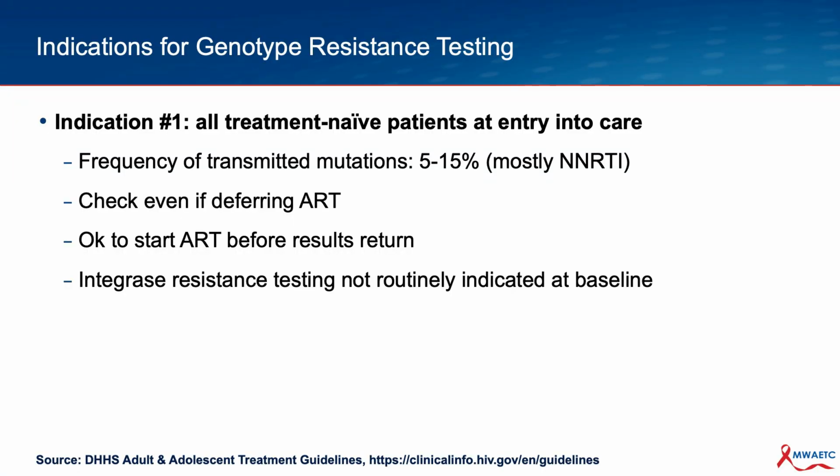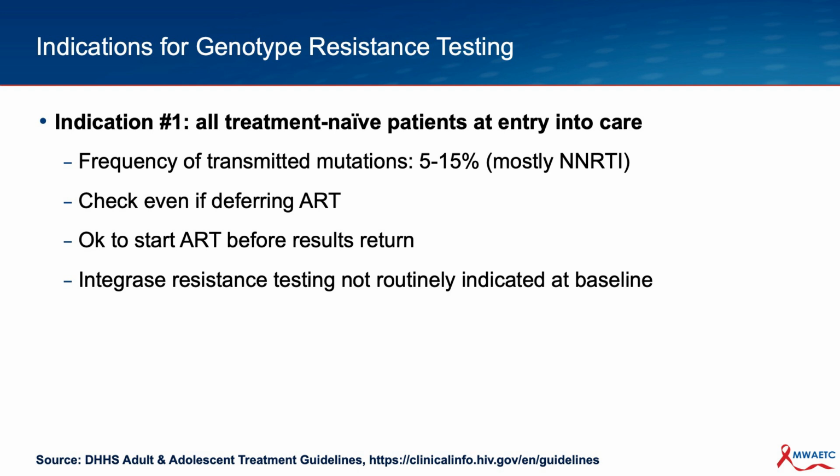So that's the difference between the tests. I'll be happy to come back and answer questions about that. But let's turn to indications for sending resistance testing. So first, indications for sending the traditional RT, PR, reverse transcriptase, protease genotype. So as we mentioned in the poll, all treatment-naive patients at entry into care should get this test.